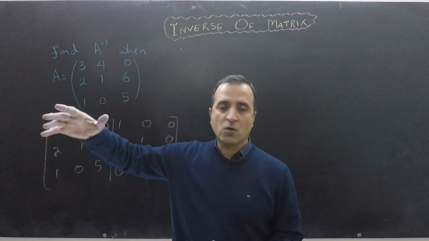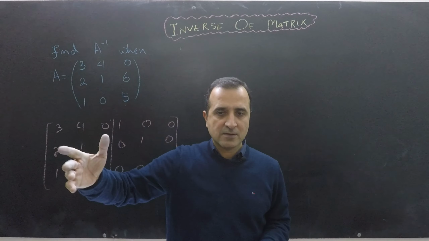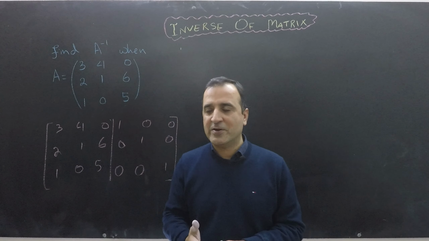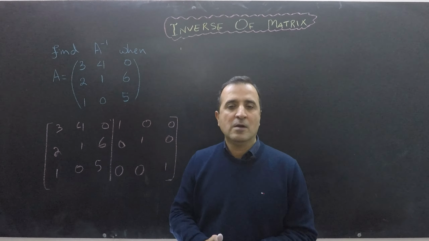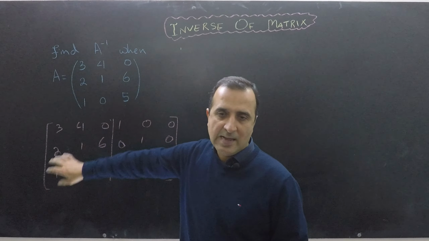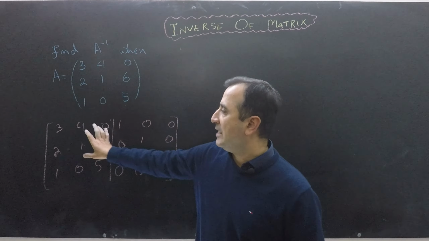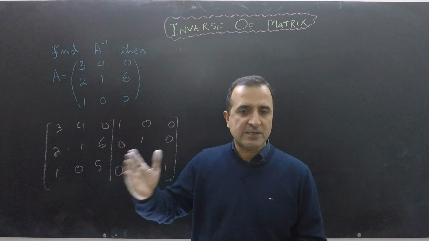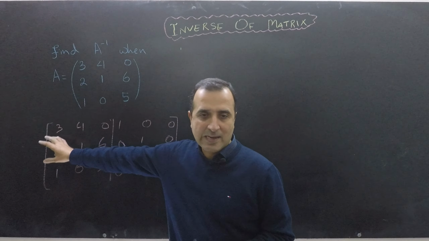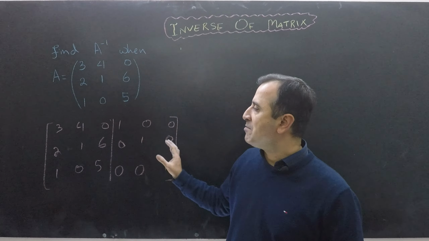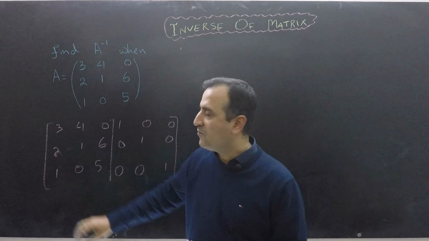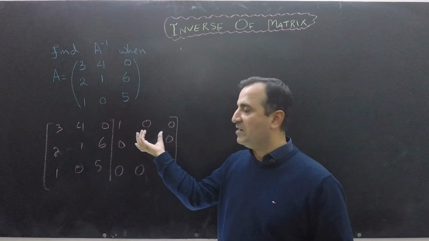One was row swapping, second one was row addition, and row multiplication. Sorry, the three elementary row operations: row swapping, row multiplication, and row addition. We will apply those operations here, and our goal will be that at the end of those operations, we have the identity matrix here. And whatever operations we are applying in this matrix, we will also apply the same operation on this matrix. So at the end, we have here the identity matrix, and we will have here the inverse matrix.